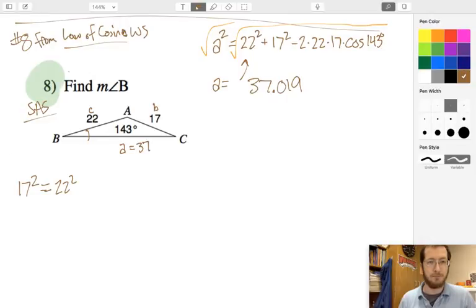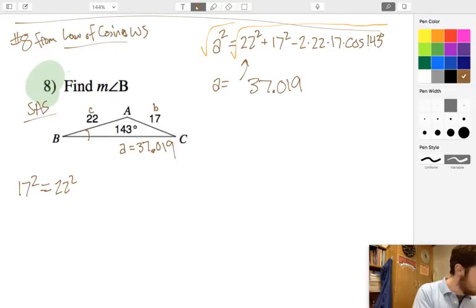Oh, yeah. And let's see if that's what we're supposed to get. I have no idea. So let's keep going. Let's see if we can find the measure of angle B. So now that we found our third side, now we can come back to our equation down here and we can fill in that A.